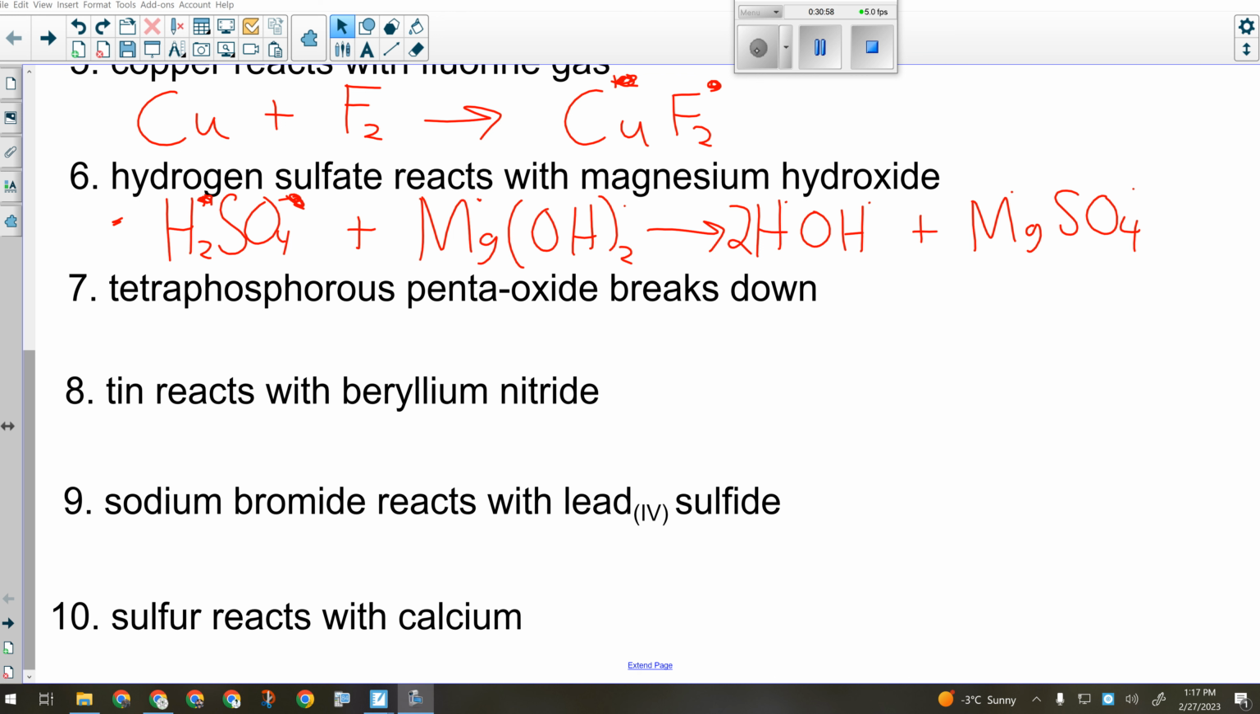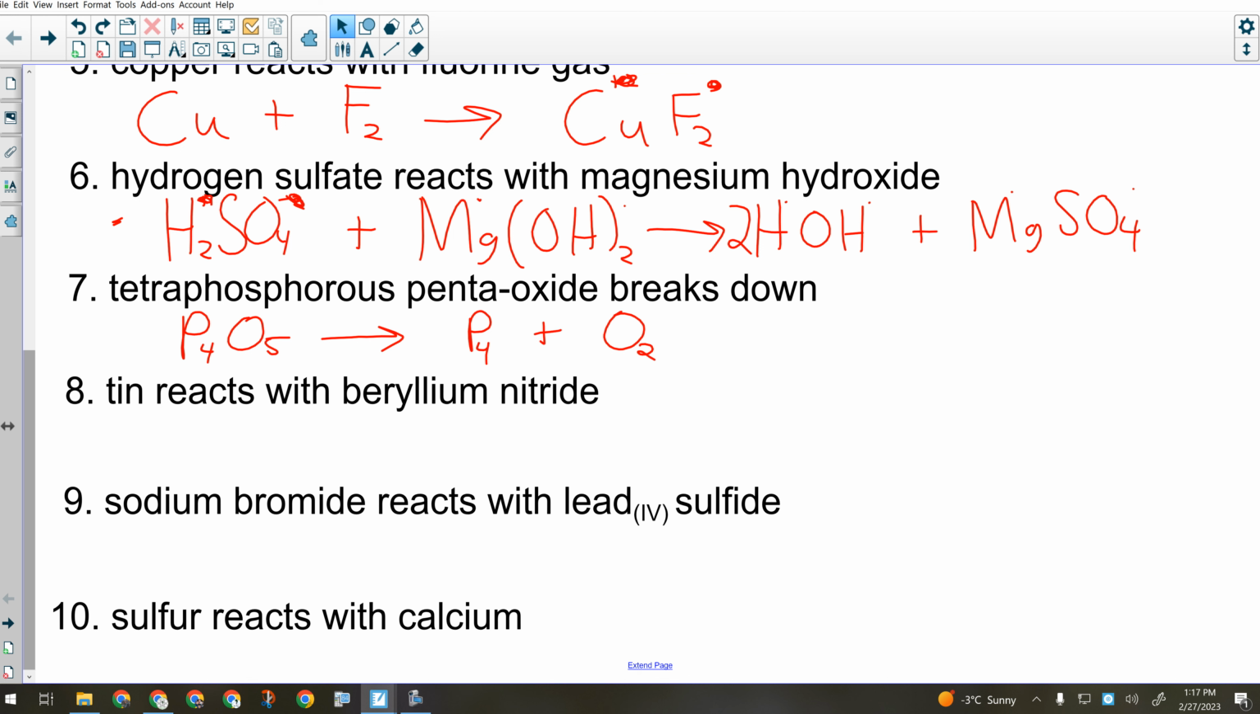Okay, let's look at number 7 and 8 here. On number 7, we have tetraphosphorus pentaoxide. So we have a molecular compound, 4 phosphorus and 5 oxygens, and it breaks down. That means it's a decomposition reaction. So it's going to break down into phosphorus and oxygen, both of which are special elements. P is a 4, O is a 2. And we've got to balance this thing.